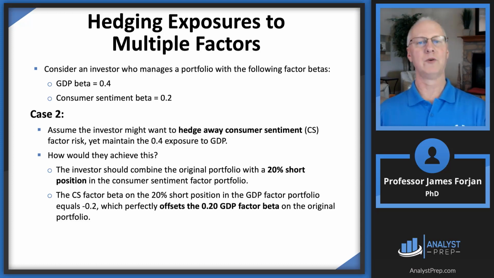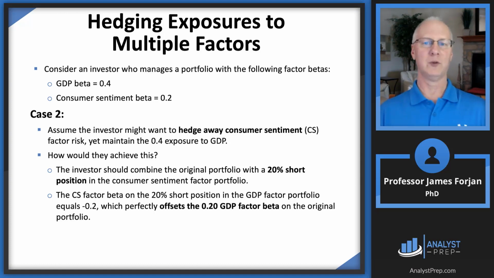How about if we want to do just the opposite? Let's suppose that we want to hedge the consumer sentiment, yet maintain the 0.4 exposure to GDP. Well, we're going to take a short position, 20%, whatever that means in terms of the value of the portfolio. We're going to take a 20% short position in consumer sentiment, and that's going to exactly offset. Now, in case one and case two, we were trying to eliminate it, right? Get down to zero.